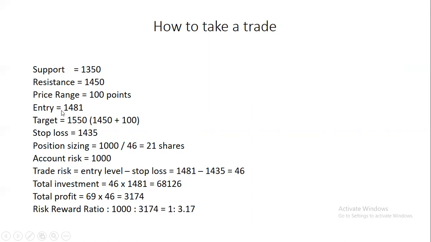So I'm taking entry at 1481. My stop loss is 1435. You can calculate the trade risk as entry level minus stop loss. Okay, 1481 minus 1435. Now do this calculation. So 46 points is the risk in this trade. So account risk 1000 divided by trade risk, which is 46. So you should go for 21 shares. Not more than that.